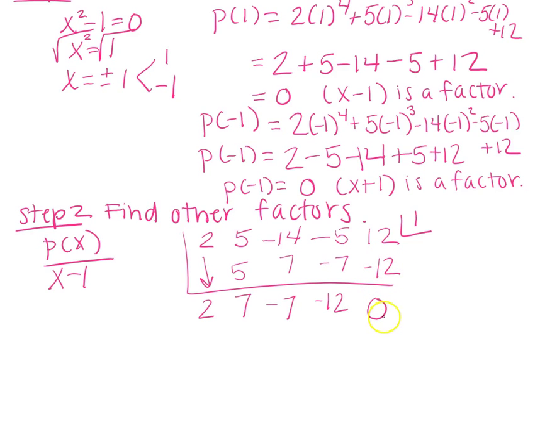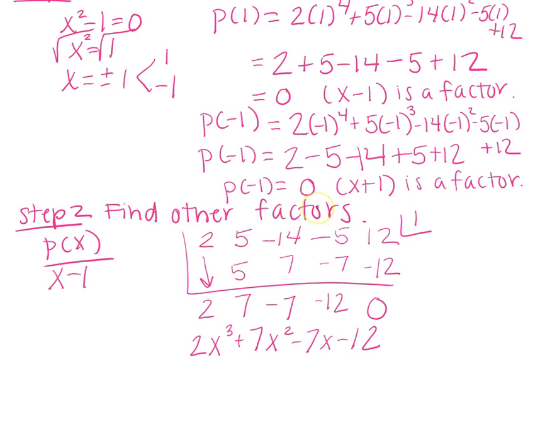Notice I have a remainder of 0, which is exactly what I wanted because I knew that x minus 1 was a factor. So at this point, this is 2x cubed plus 7x squared minus 7x minus 12. But I only divided by x minus 1, so this polynomial times x minus 1 gives me my original polynomial. But I can take this even further and divide it by x plus 1. So that's what I'm going to do.